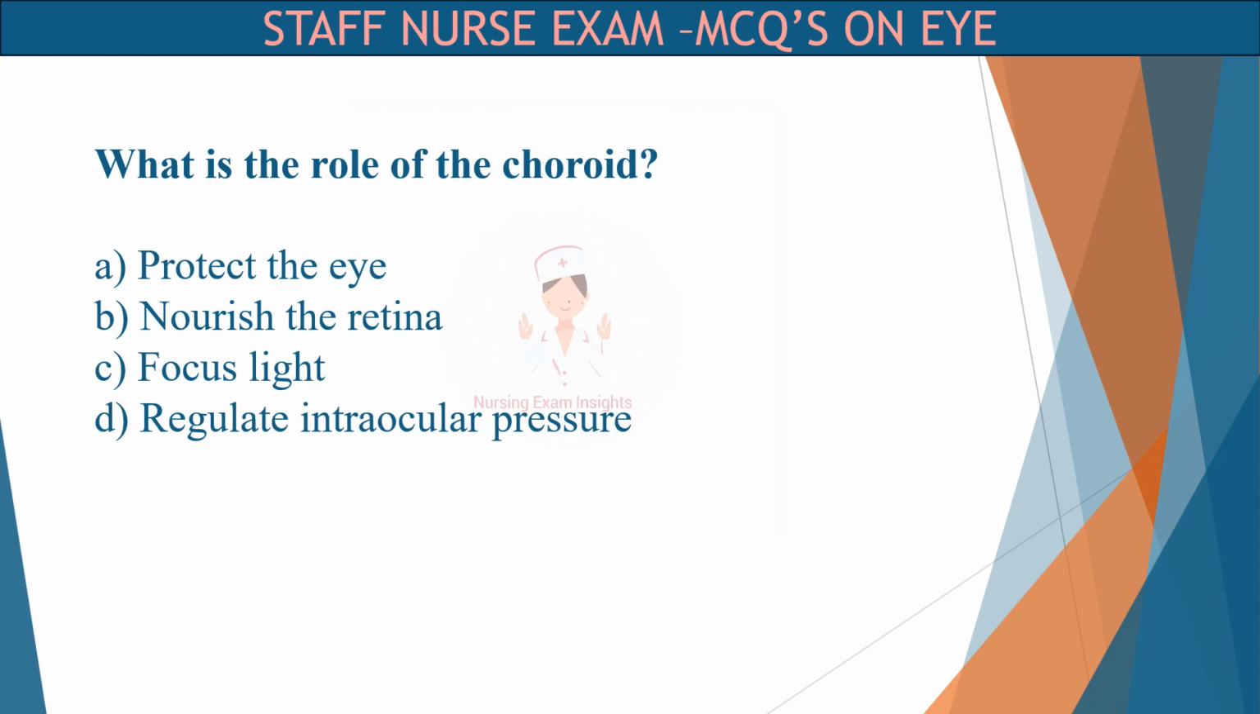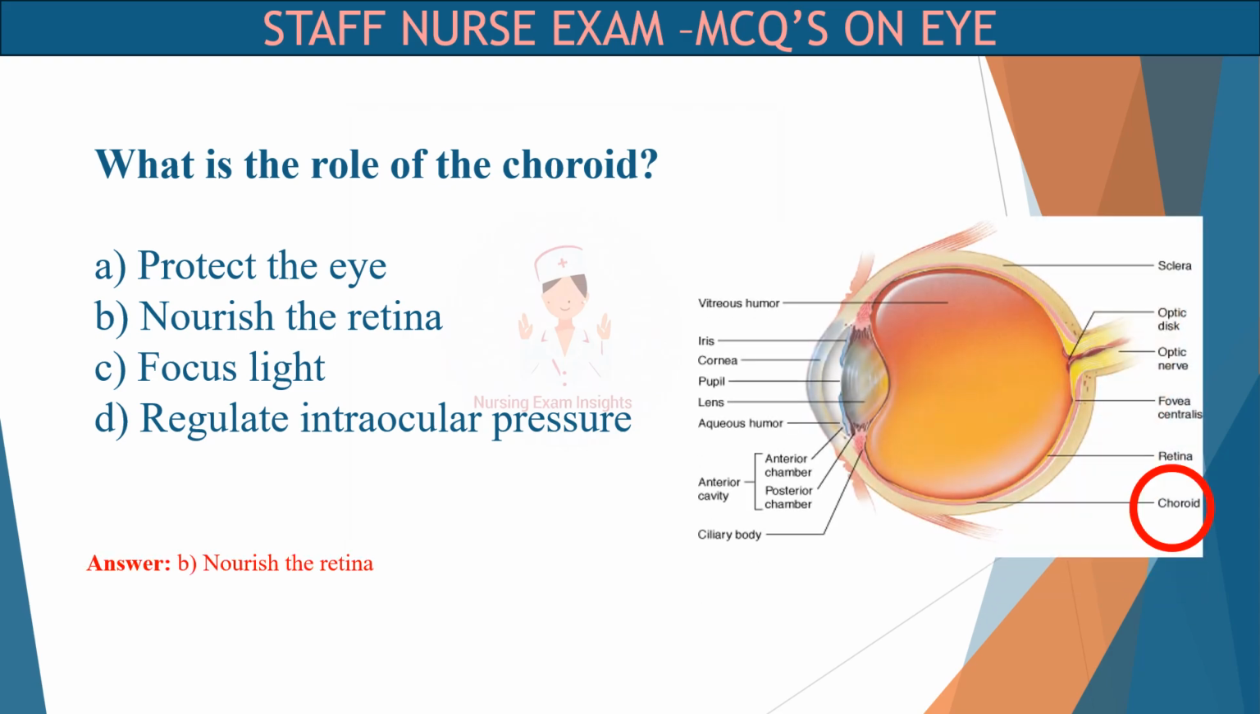What is the role of the choroid? A. Protect the eye, B. Nourish the retina, C. Focus light, D. Regulate intraocular pressure. The answer is B. Nourish the retina. The choroid is a layer of tissue in the eye that supplies oxygen and nutrients to the retina.